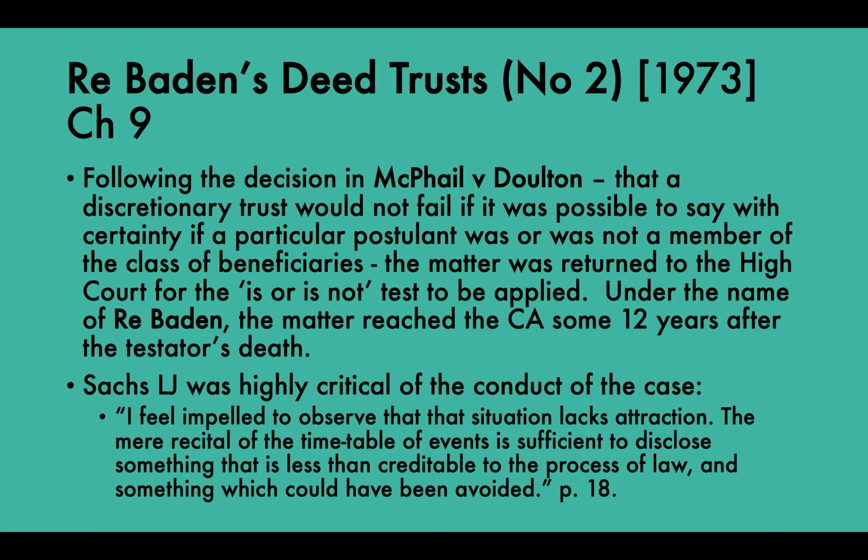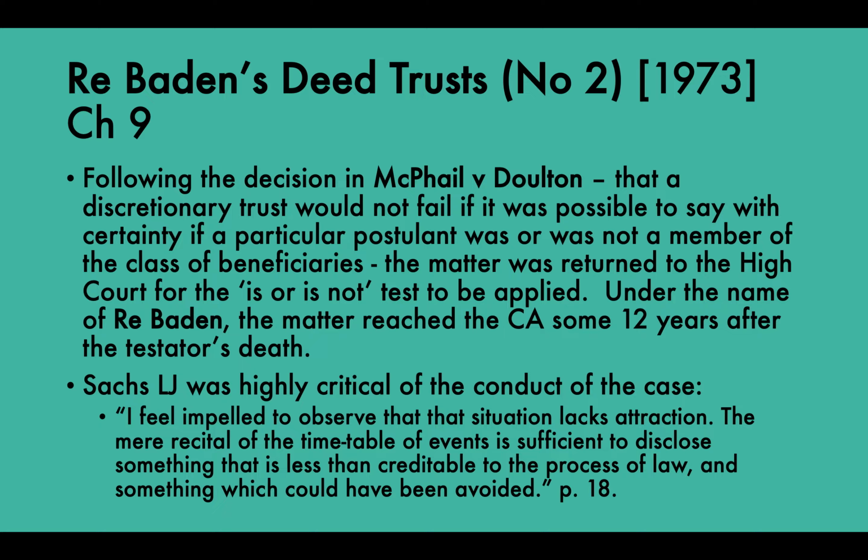Now, following from the decision in McPhail v Doulton, which we looked at in the previous video, which said that a discretionary trust would not fail if it was possible to say with certainty if a particular postulant was or was not a member of the class of beneficiaries, the matter was returned to the High Court for the is or is not test to be applied. And under the name of Re Baden, the matter reached the Court of Appeal some 12 years later after the testator's death. So this case is basically McPhail v Doulton number 2, in other words.